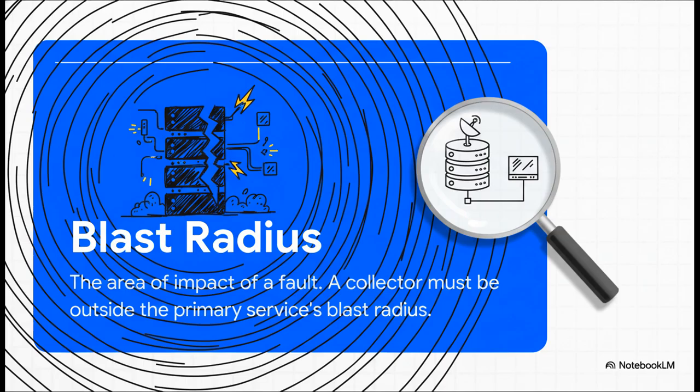This brings us to a really important concept in reliability engineering, the blast radius. Think about it. If your main service is down because, say, your primary cloud provider is having a massive outage, what's the last thing you want? You definitely don't want your monitoring collector to also be down because, oops, it's running in the very same cloud provider. The collector must, and I mean must, be outside the blast radius of your primary service. That way, it's guaranteed to be available precisely when everything else is, well, on fire.